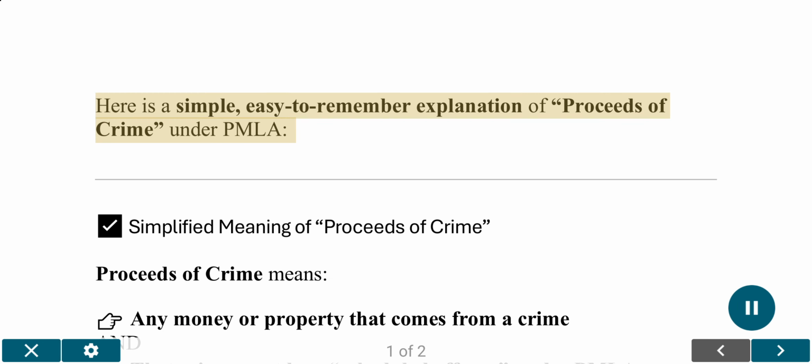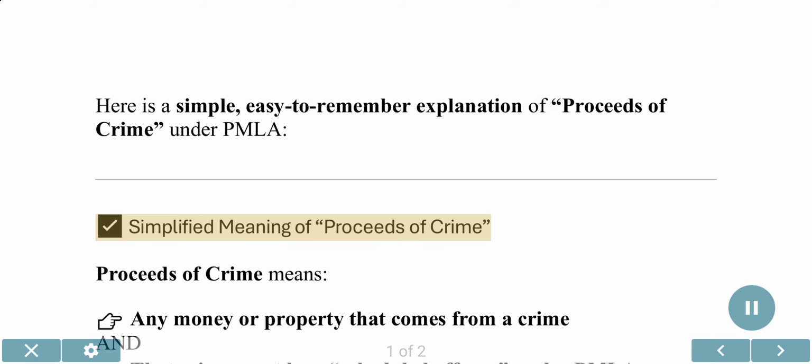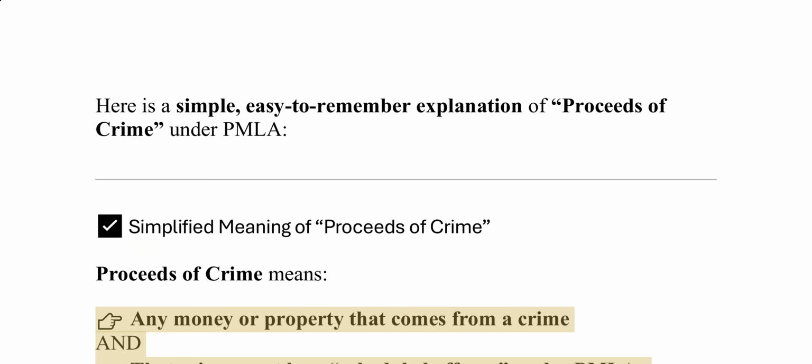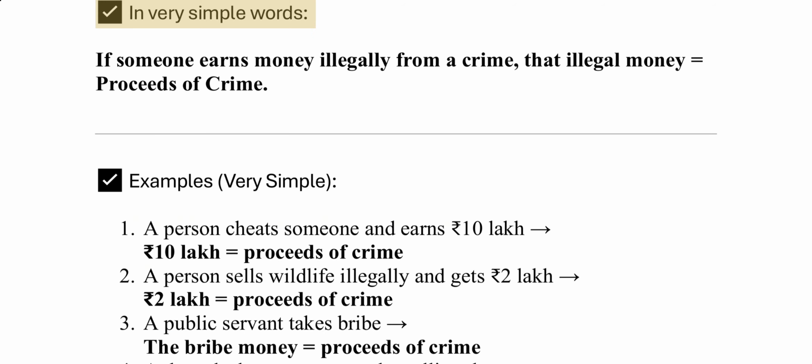Here is a simple, easy to remember explanation of proceeds of crime under PMLA. Simplified meaning of proceeds of crime. Proceeds of crime means any money or property that comes from a crime, and that crime must be a scheduled offense under PMLA. In very simple words, if someone earns money illegally from a crime, that illegal money equals proceeds of crime.